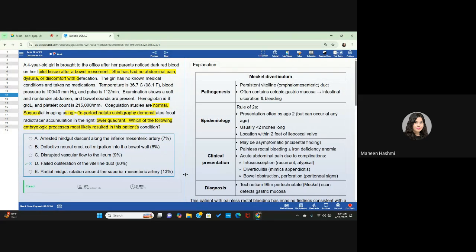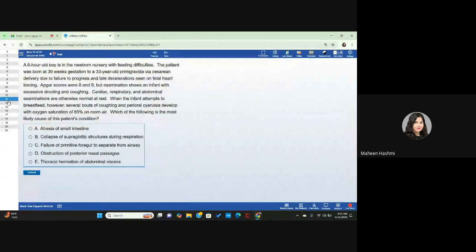Again, it's a very easy question. You get diverticulitis. It can mimic appendicitis as well. The rule of twos is very ideal. Remember that there's ectopic gastric and pancreatic mucosa both. You also have painless rectal bleeding, so it can be associated with IDA, iron deficiency anemia.